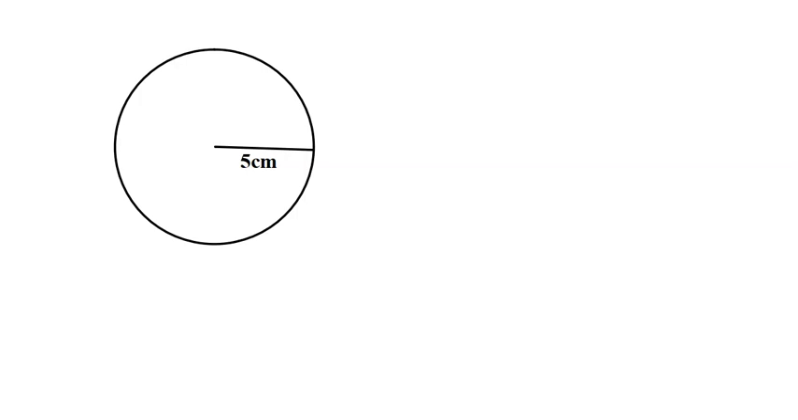Now, before we look at arc length, which is distance, we're going to look at the distance around the entire circle, which we call the circumference. And hopefully you remember that the circumference is 2 pi r. 2 times pi times the radius, or you may see this as pi times diameter.